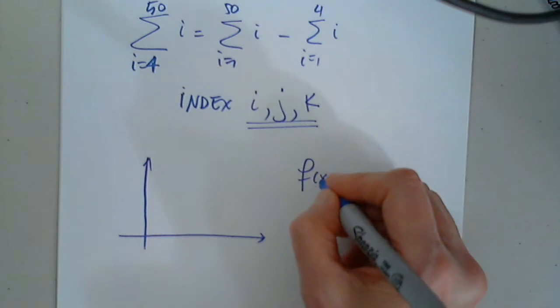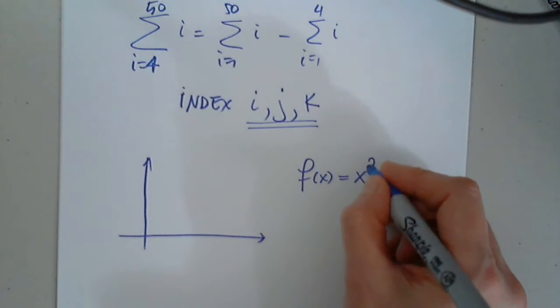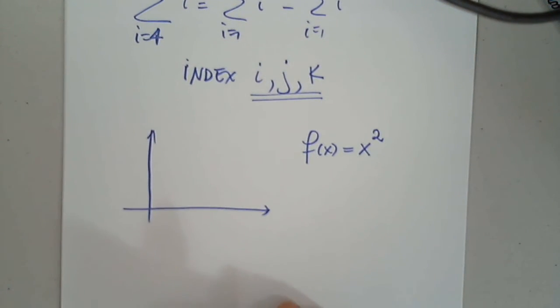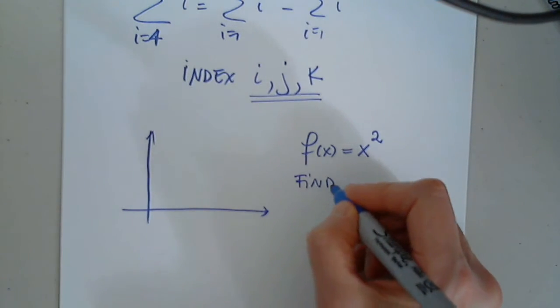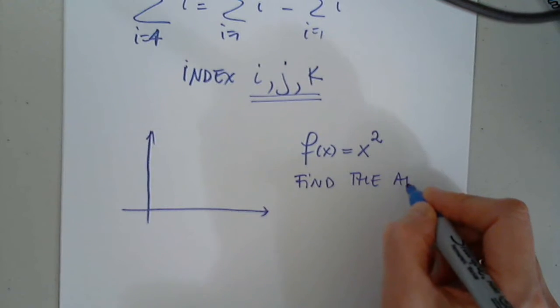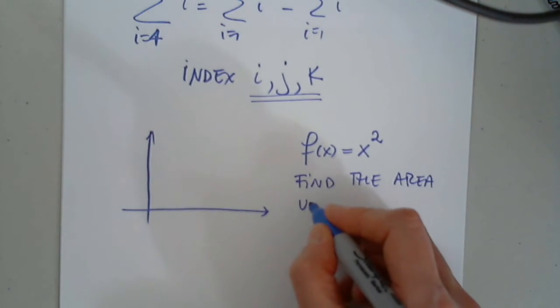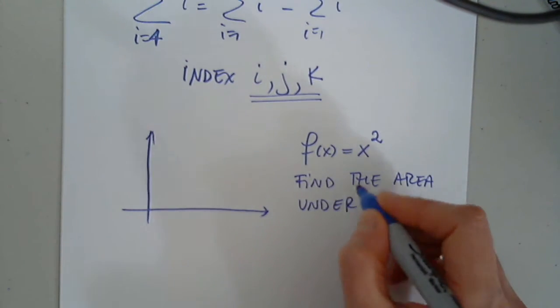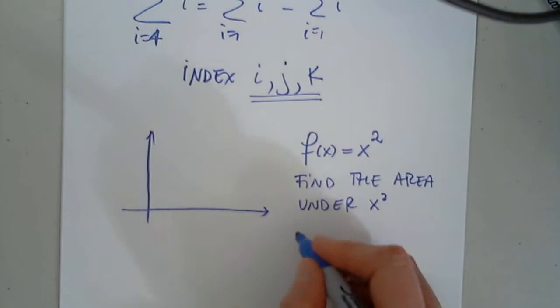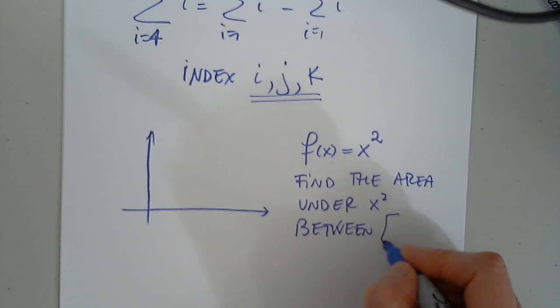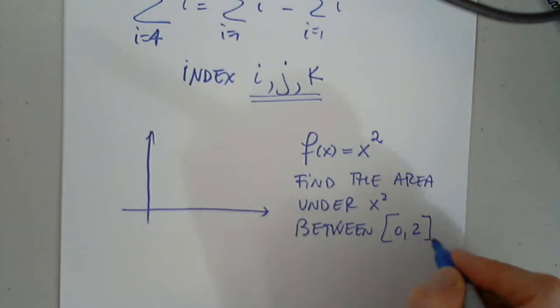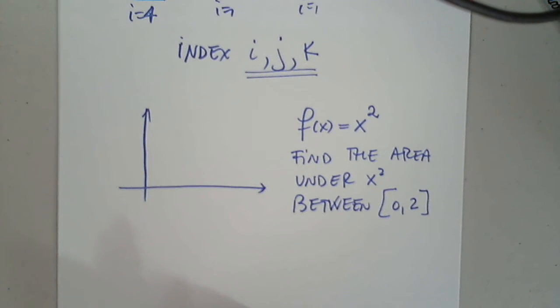Let's suppose I have a very simple function, x squared. And let's suppose we are asked to find the area under x squared between 0 and 2. Why? I'll explain later.